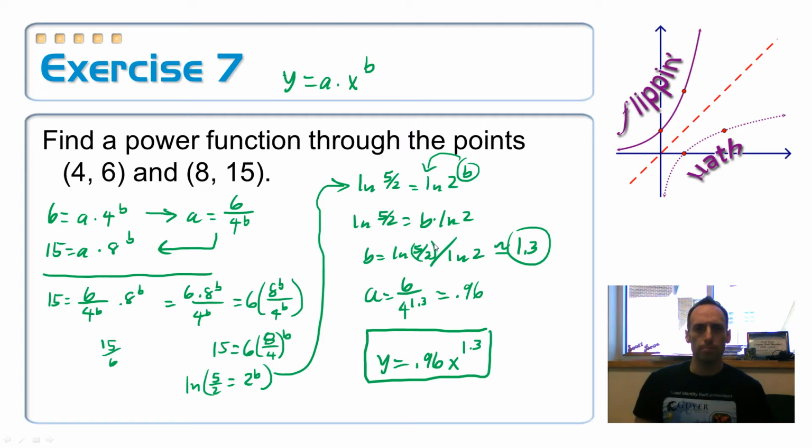So there's our equation. So here are the steps involved in writing a power equation from a collection of points. It's very similar to what we did for the exponential one.